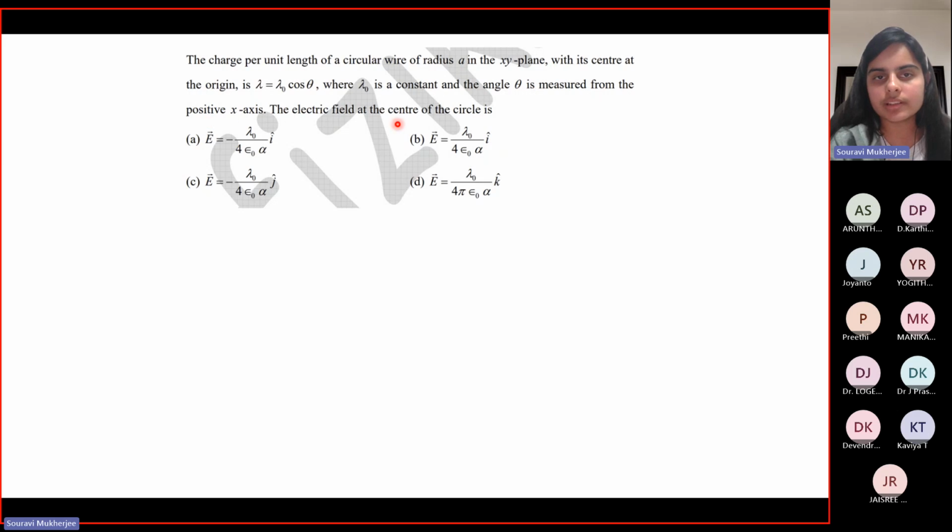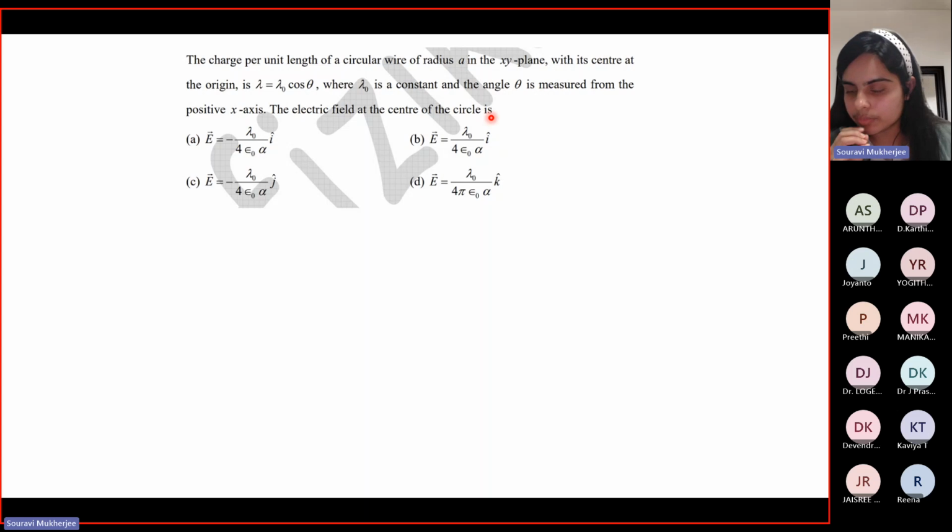Now it is said, what is the electric field at the center of the circle? So in this question, what do you think should be the answer? The answer should be D. Okay. Why do you say so? Or rather, how do you say so? What is the process?